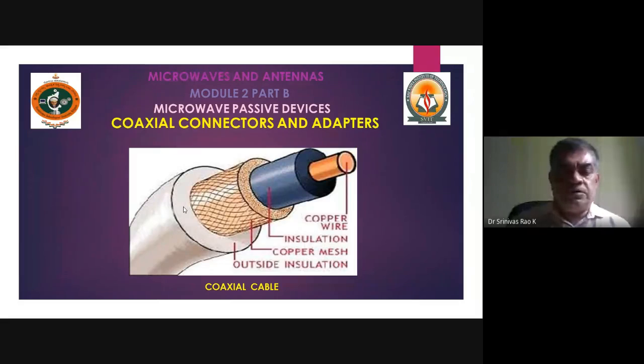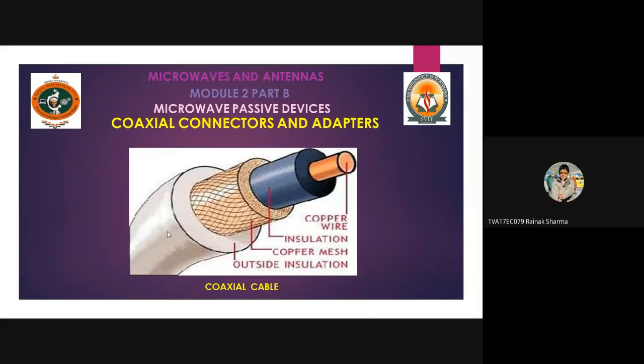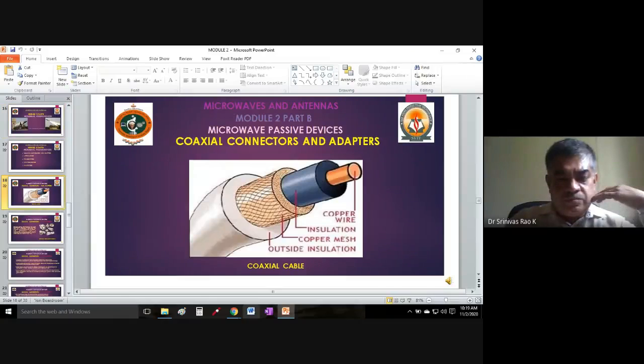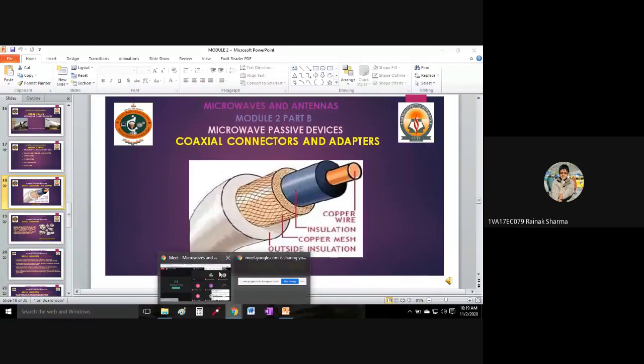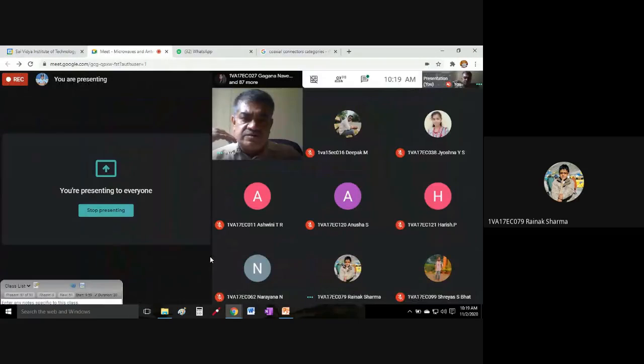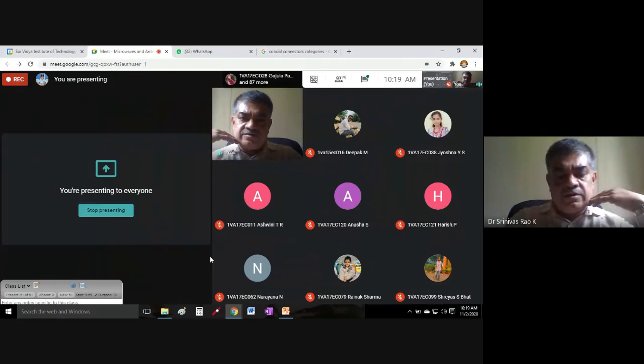Anyone who has seen a coaxial cable in your life, just tell me. Yes? Anyone who has seen? Yes, sir. Where? Sir, in dish antennas, the wire they put to the set-top box, sir. Yes, very good. Excellent. Who is this? Rainak Sharma or Saurabh? Yes, sir. Both voices are the same. That's why. Okay, fine. Very nice, Rainak Sharma.